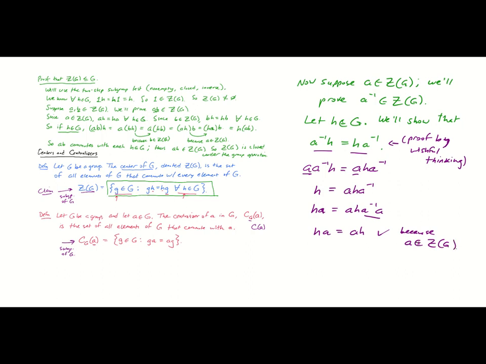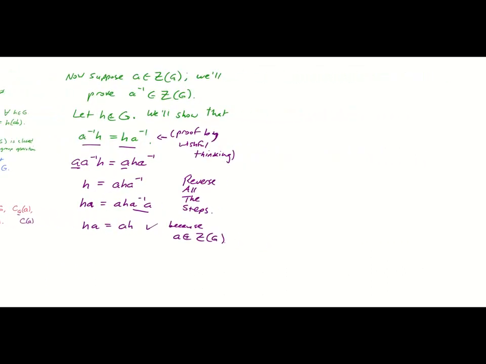So now I'm just going to use a little strategy I call RATS. Reverse all the steps, while making very sure to verify that I can actually reverse all of these logical steps here. So here's how that's going to go. I'm going to start with something I know. So I'm going to continue the proof over here. All right, so we're going to show that A inverse H equals HA inverse.